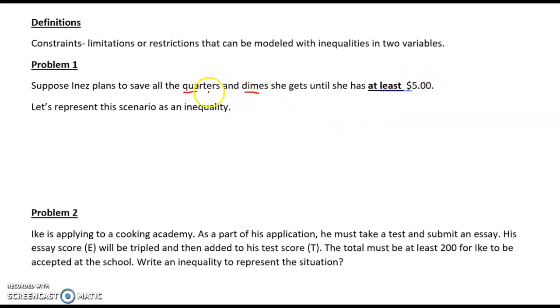So I got to think, what is a quarter worth and what is a dime worth? Well, a quarter is worth 25 cents. So I'm going to put 0.25 per quarter. So I'm going to use Q plus, because when we count money, we're adding dimes. So that's 0.10 per dime. And I know that there's a constraint where it's $5.